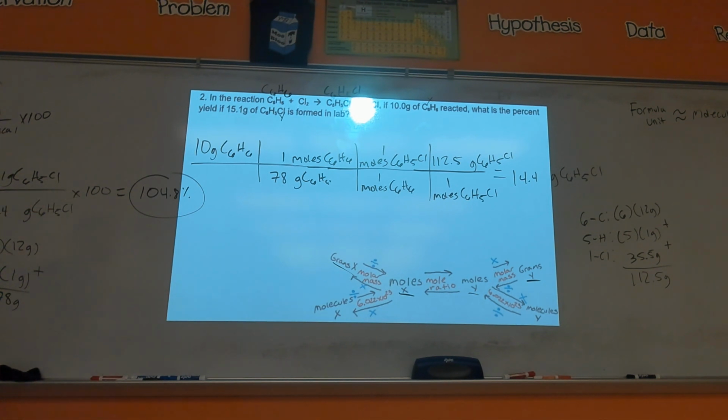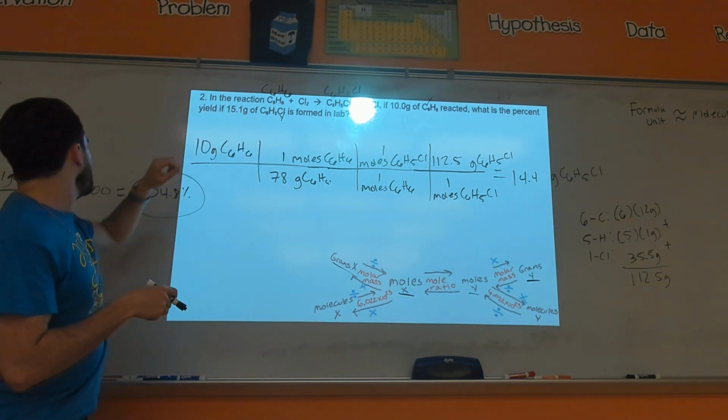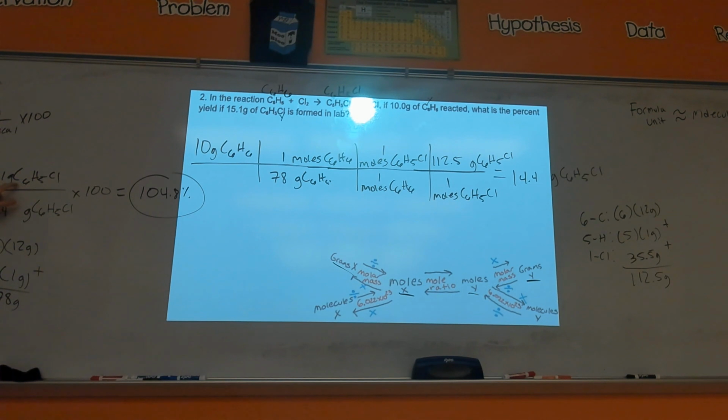Anyways, so there you go. The problems could get trickier. I don't even think trickier is the right word. They could give you the actual yield. They could give you this number. Most of the time it's in grams, but they could give it to you in moles or in molecules. In that case, you would not get to grams of C6H5Cl. You would get into moles or molecules, whatever the unit the actual is in.